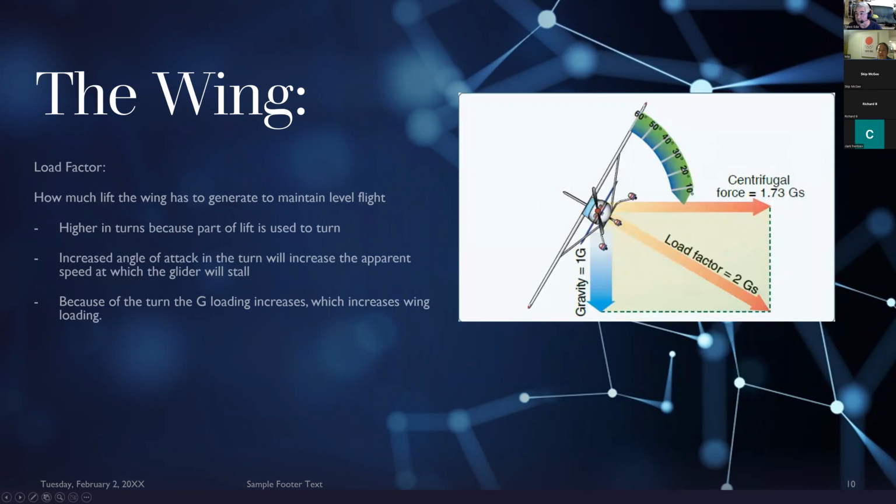All right, we talked about load factor: how much lift the wing has to generate in order to maintain level flight. It's higher in turns because part of the lift is used to turn. The increased angle of attack in the turn will increase the apparent speed at which the glider will stall. And because of the turn, the G loading increases, which increases the wing loading, right? So if the amount of weight that the wing is lifting goes up all of a sudden, the speed at which your glider will stall will go up, because you're already flying at a high angle of attack.